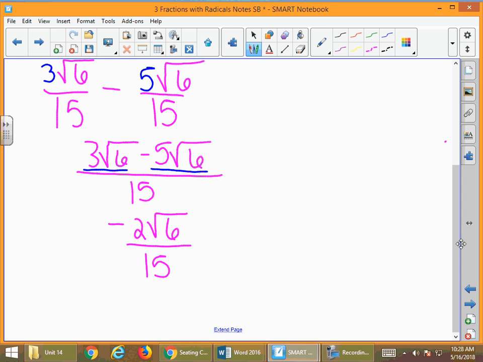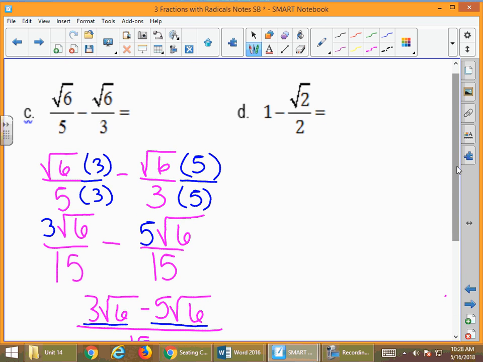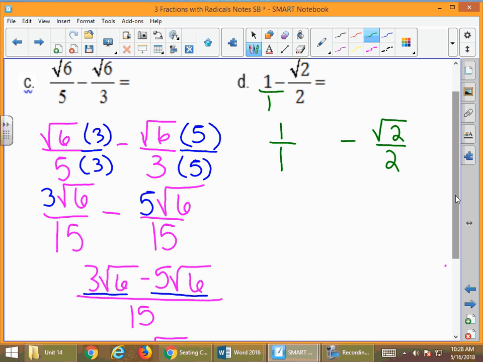And lastly, 1 minus the square root of 2 over 2. Remember, that 1 is 1 over 1. So when we write this, I'm going to write 1 over 1, leave a little space, minus the square root of 2 over 2. And we want to find our common denominator. And 1 times 2 is 2. And then we can use our fancy form of 1. And it's 1 times 2. Give us 2. So here is 1 times 2. We have 2 over 2.